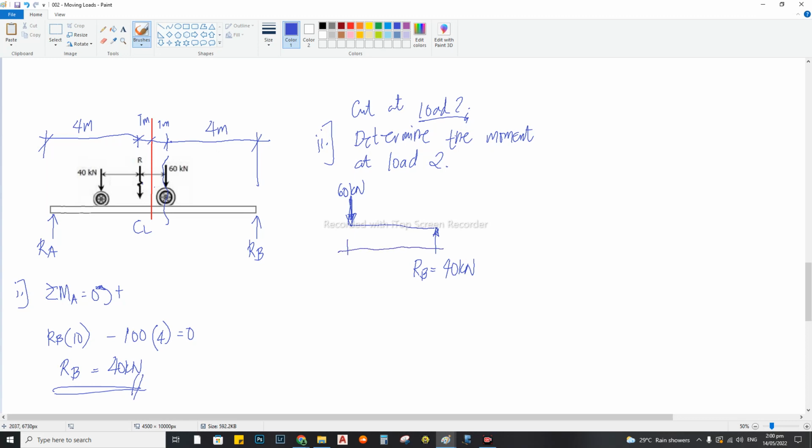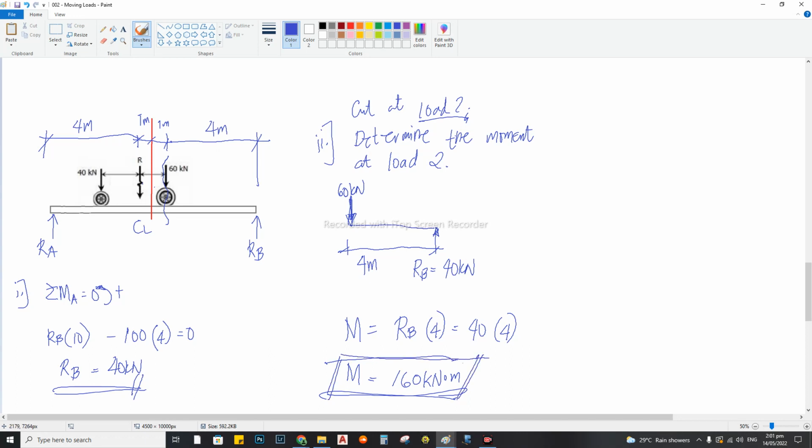And then reaction at B is 4 meters from 60 kilonewton. If magkuha tag moment, then we will have reaction at B times 4 meters. So that is 40 kilonewton times 4 meters. Then our moment at load 2 is equal to 160 kilonewton meter. So ato ang maximum bending moment for this specific or particular example, atong maximum bending moment is 160 kilonewton meter. Tuman siya ang maximum bending moment ani nga example.